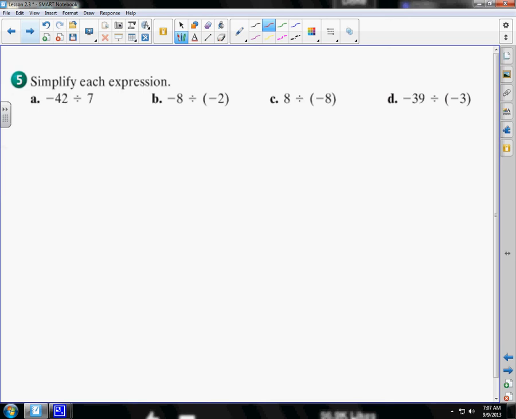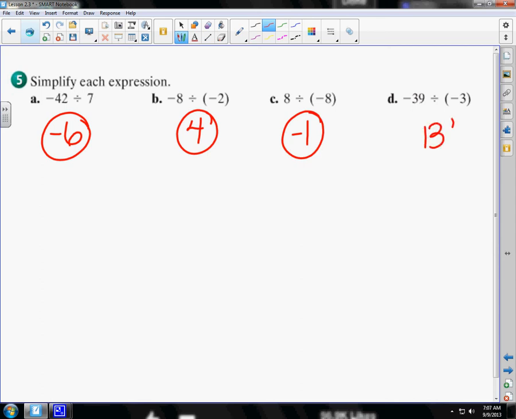All right, negative 42 divided by 7 is negative 6, pretty simple. Negative 8 divided by negative 2 is positive 4. 8 divided by negative 8 is negative 1. And then negative 39 divided by negative 3 is a positive 13.